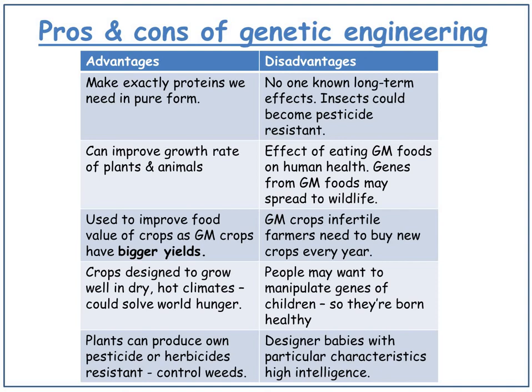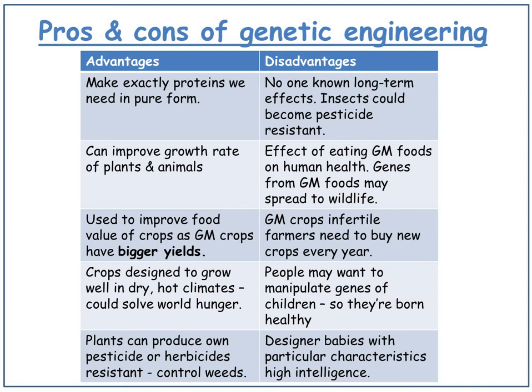Pros and cons of genetic engineering. The advantages are they make exactly the proteins we need in a pure form. They can improve the growth rate of plants and animals. They can be used to improve the food value of crops, as GM crops have bigger yields. Crops are designed to grow well in dry, hot climates, so they could solve world hunger. Plants can produce their own pesticide or be herbicide resistant, so therefore they can control the weeds.